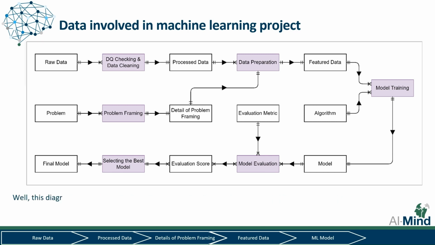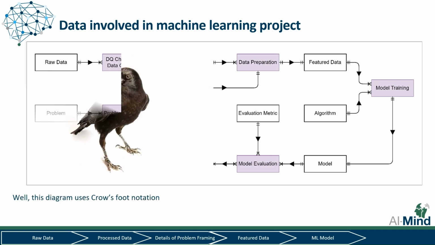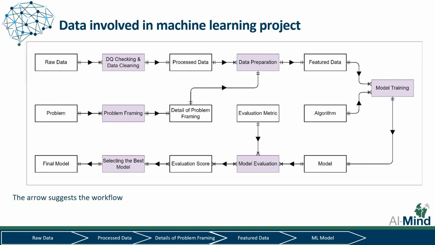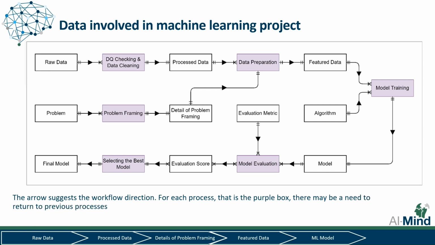Well, this diagram uses crow's-foot notation. It is called crow's-foot because the symbols used to represent relationships often resemble crow's footprints. The arrow suggests the workflow direction. For each process, that is the purple box, there may be a need to return to previous processes in the workflow. Arrows to indicate this have been omitted for the sake of clarity.